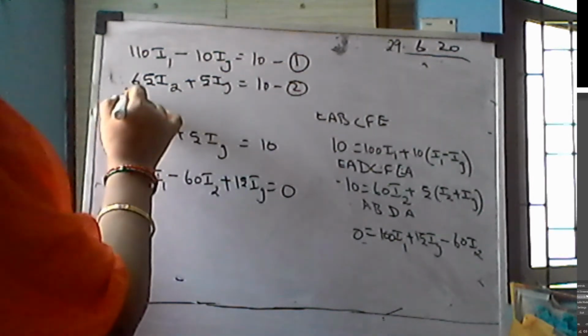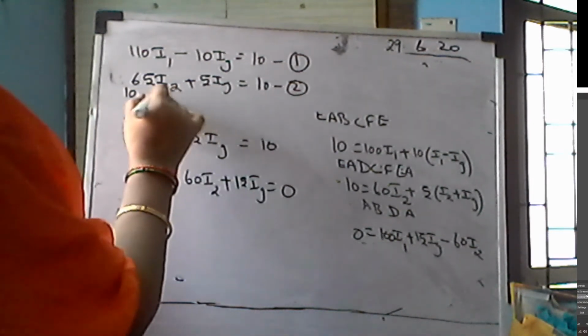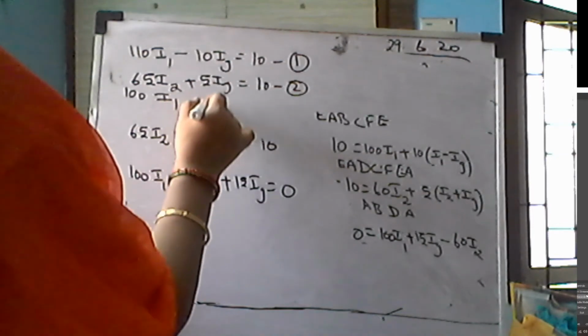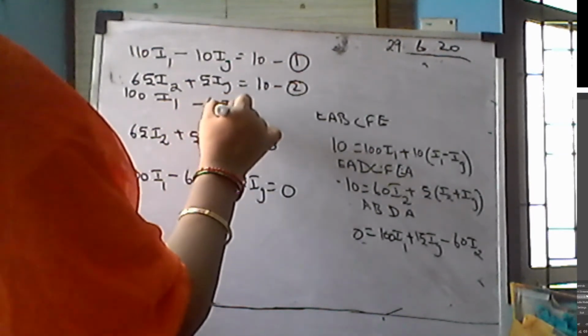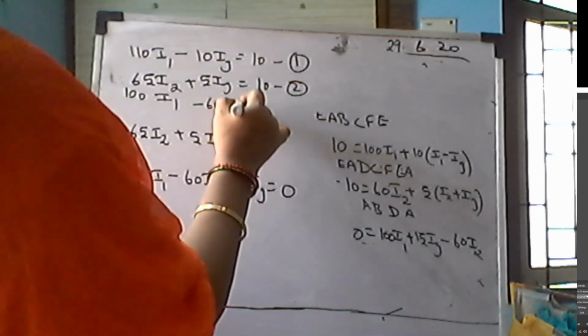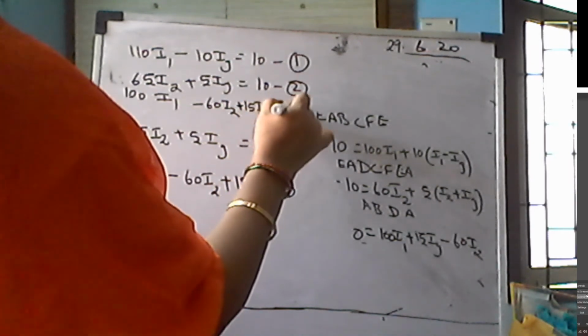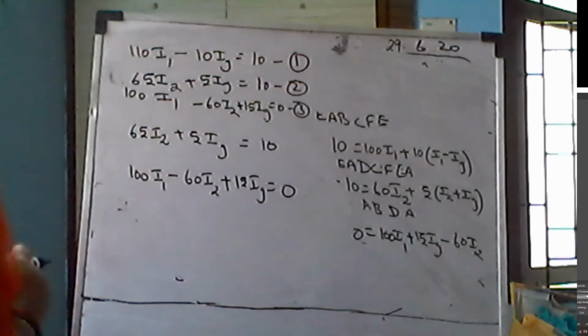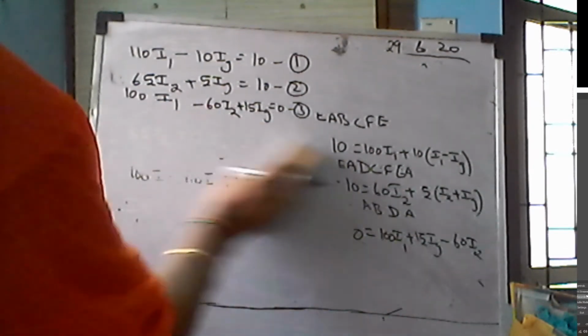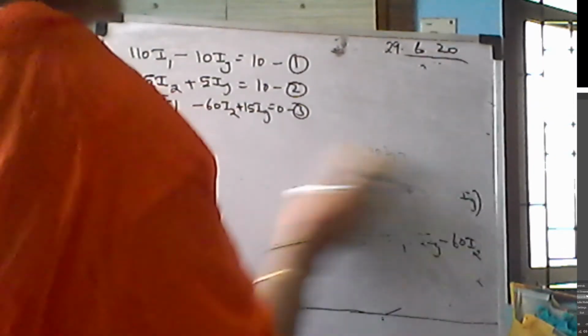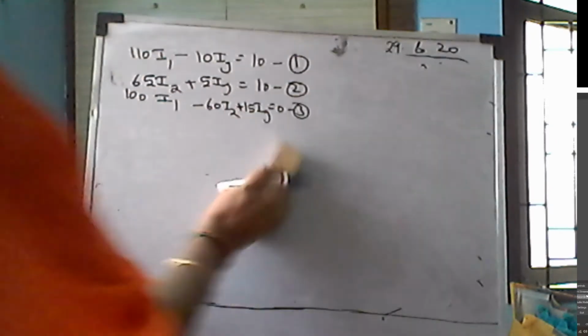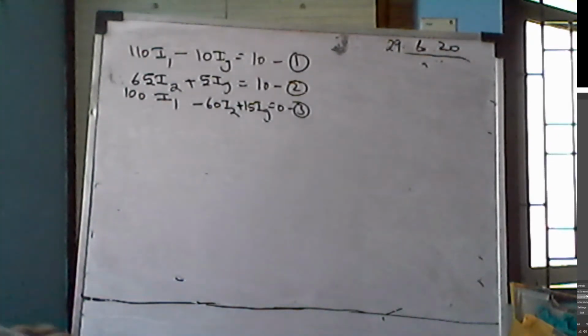Third equation is 100 I1 minus 60 I2 plus 15 IG equal to 0. This is the third equation. Now you have to solve it. Now you have to solve all these three equations to get the answer for Ig.